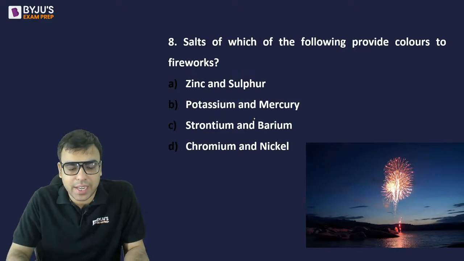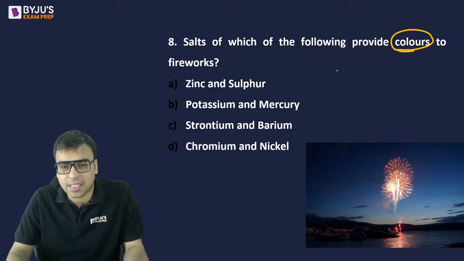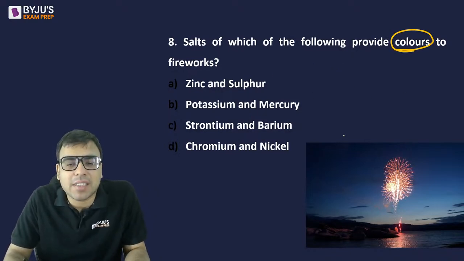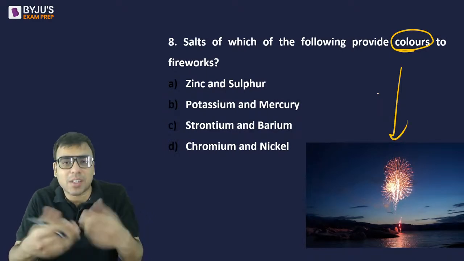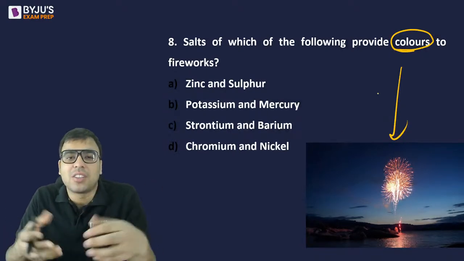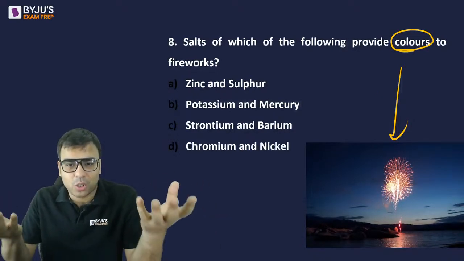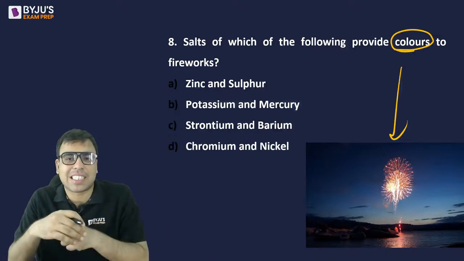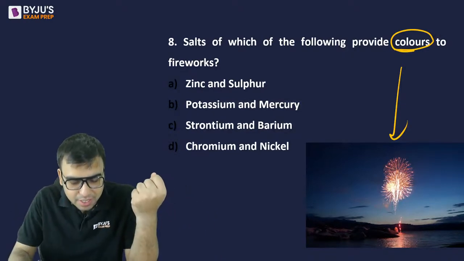The next one is question number 8. Salts of which of the following provide colors to fireworks? Yes, zinc and sulfur, potassium, mercury, strontium and barium, chromium and nickel. Color जो देता है जब firework होता है ना, जो जैसे दिवाली वगैरह में, so it gives different colors, yellow, green, blue and all like that. So actually, which of the following salts are used in fireworks, which actually provide color? है ना? What is the right answer?